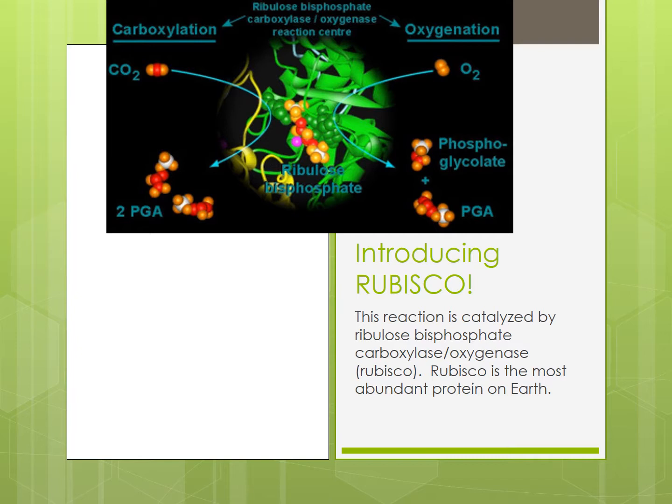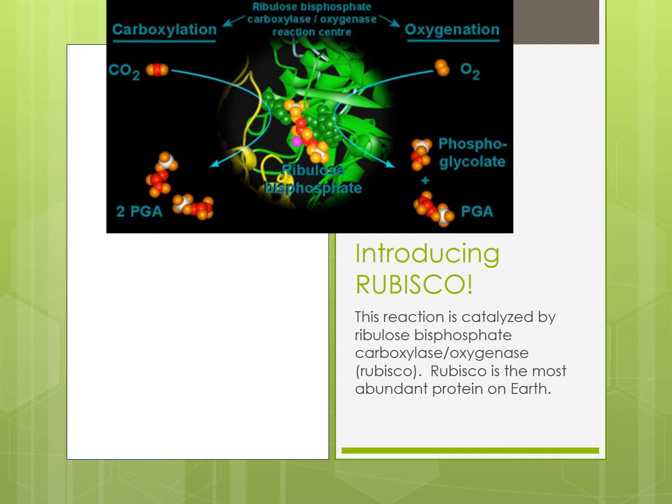Rubisco is probably the most abundant protein on the planet. There is more Rubisco out there than any other protein in any other organism, because it's in all of the land plants. It's in all of the aquatic plants. Anything that has photosynthesis has Rubisco. And the whole job of Rubisco is to take carbon dioxide and RUBP and force them together.